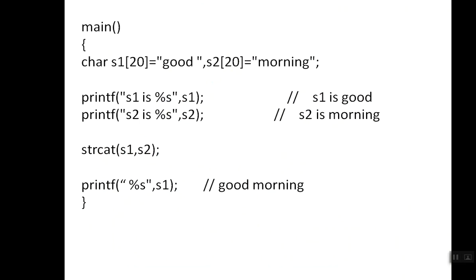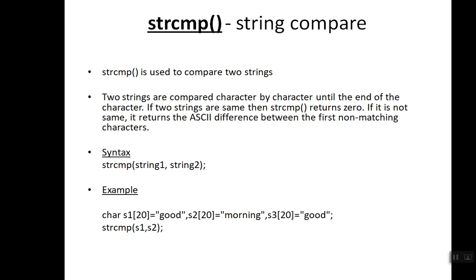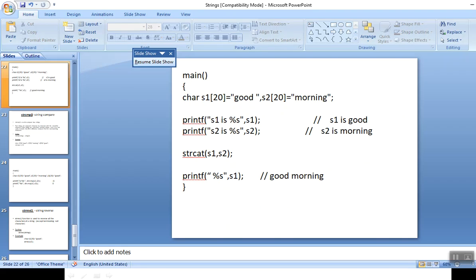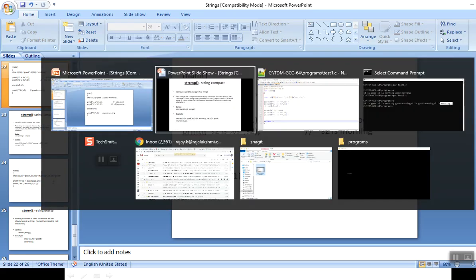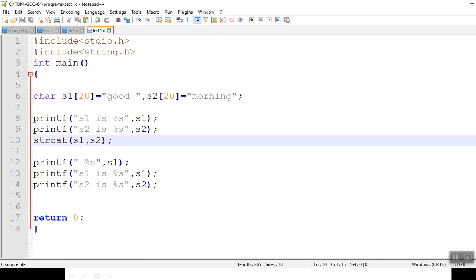for strcat. Next we go to string compare. We are going to compare two strings, and if both the strings are identical or the same, it is going to return 0. If it is not the same, it is going to take the difference between the first non-matching character. That is the strcmp of string 1 comma string 2. We'll go to the same example. We'll run the same example on the screen.